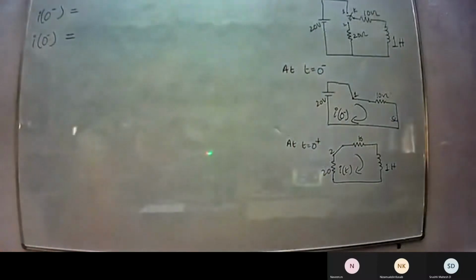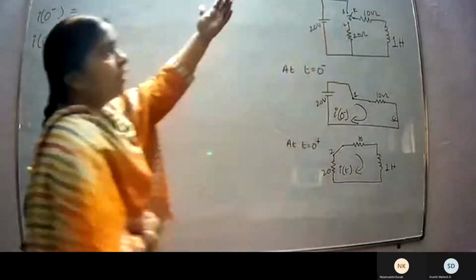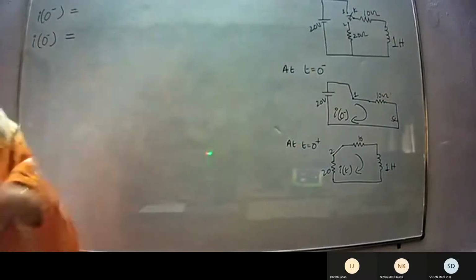First I will read the question, listen carefully. In the circuit shown, the switch K is changed from position 1 to 2. So first it was at position 1, and it is changed from position 1 to 2 at t is equal to 0, steady conditions having reached before switching.